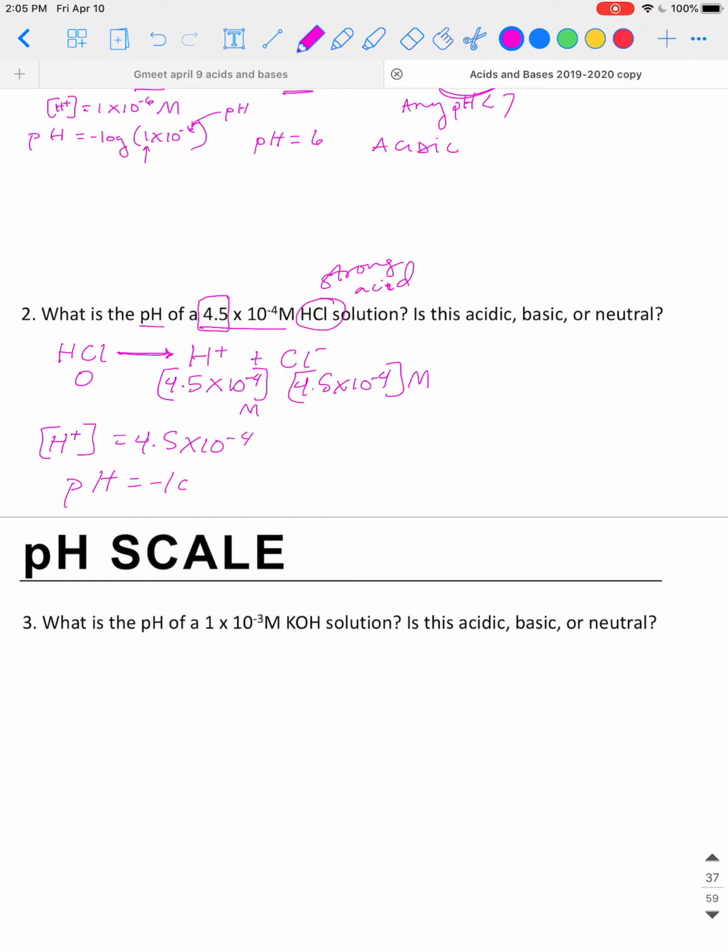We know pH equals the negative log of the concentration of H plus. So we just plug this number in right here. We're going to do the negative log of 4.5 times 10 to the minus 4. Remember, don't forget your negative when you put it into your calculator. When you do this, I got that the pH equals 3.35.